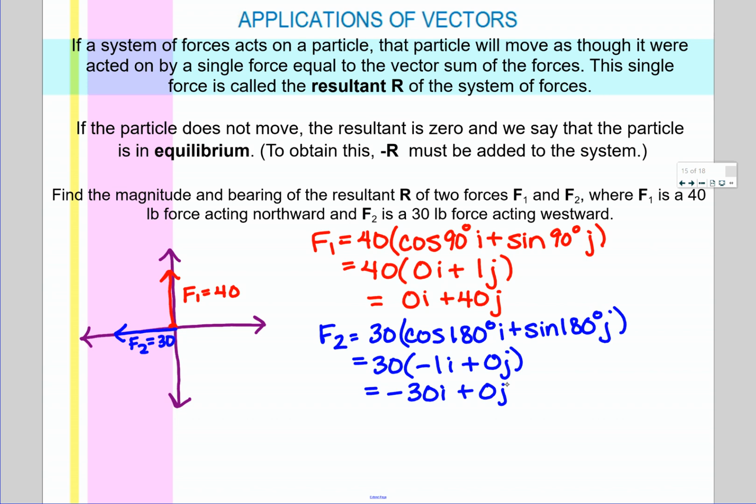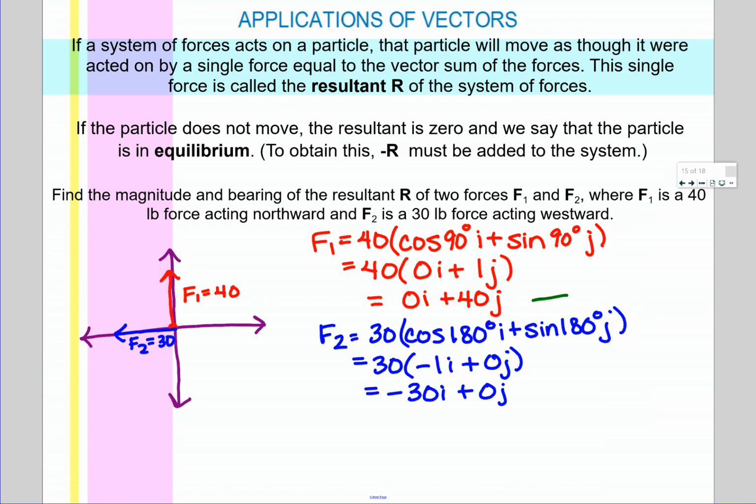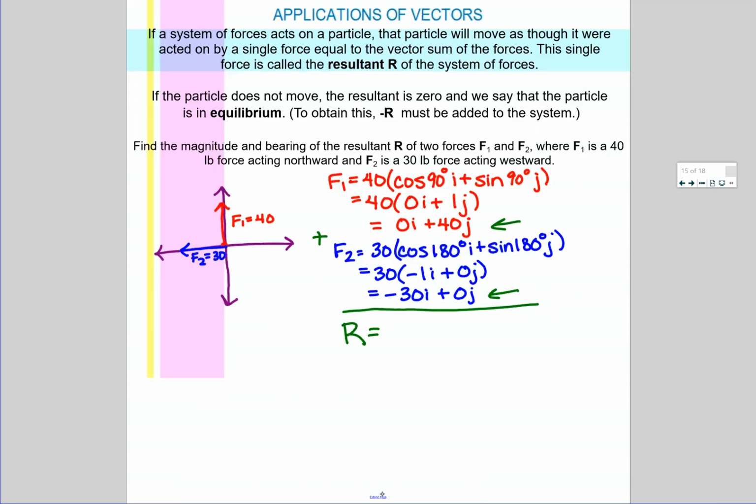Okay? All right, to get your resultant, add them together. If I add F1 and F2, I get R. Add your i's, add your j's. If I add my i's, 0 and -30 give me -30i. If I add my j's, I get 40j. And you can draw that picture. Starts at the origin, 30 to the left, 40 up. There's R. It's going to be in quadrant 2. All good so far?